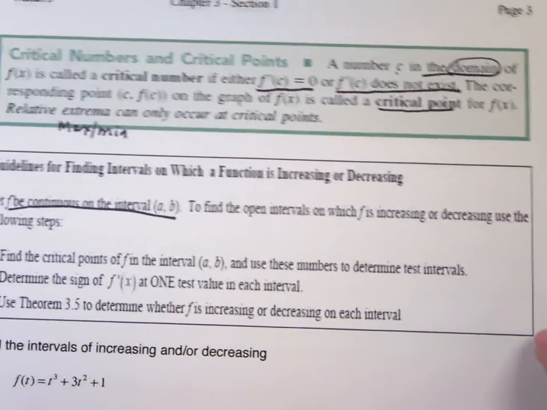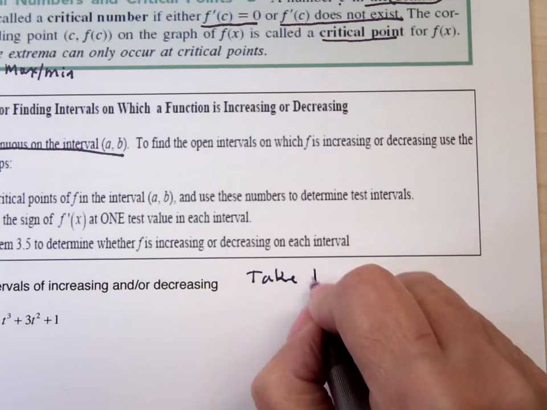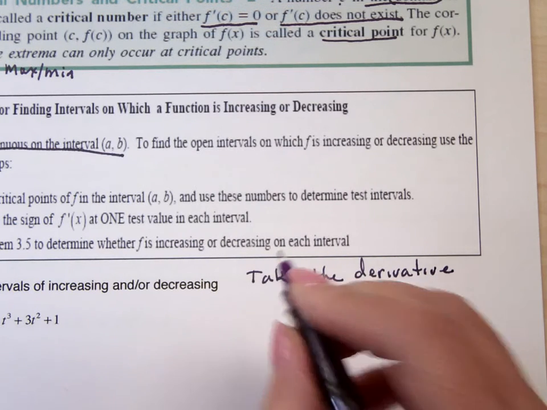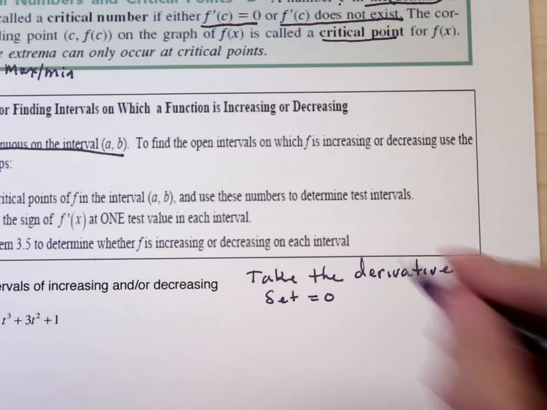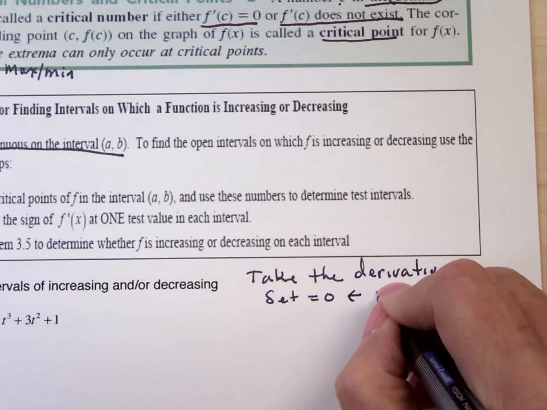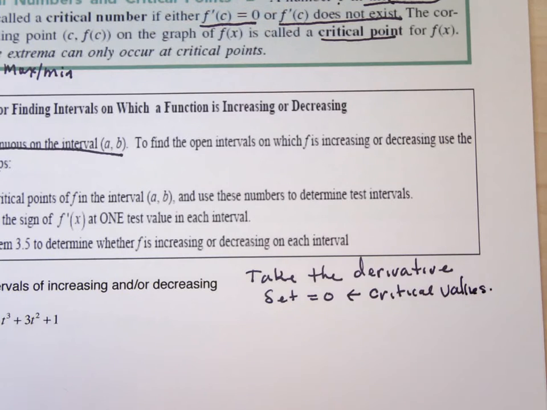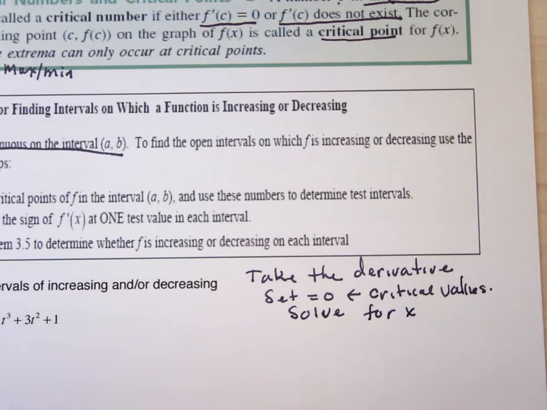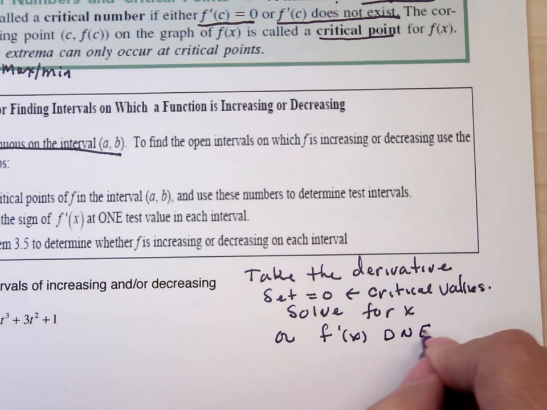Take the derivative, set it equal to 0. So these give me my critical numbers. Solve for x. How do you find critical values? Take the derivative, set it equal to 0, or find where f prime of x does not exist.